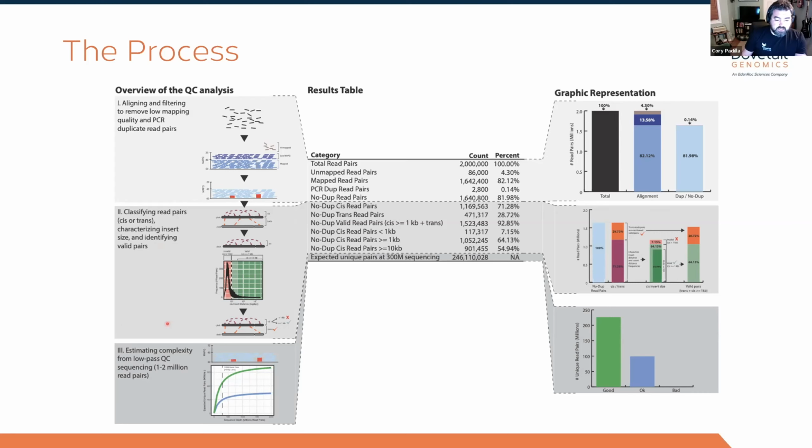And then if you shallow sequence, you want to know how complex that library is, so you know how deeply you can sequence it before you start throwing away sequence space on redundant molecules. And then the way that we do it, we spit out this report here, and I'll walk you through what that means for each step, and then we have a graphical representation of the data output.